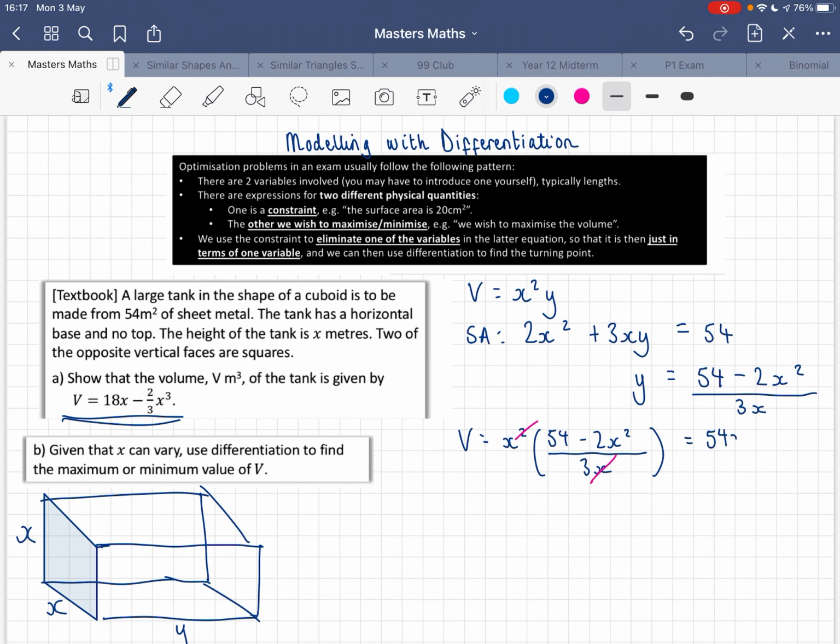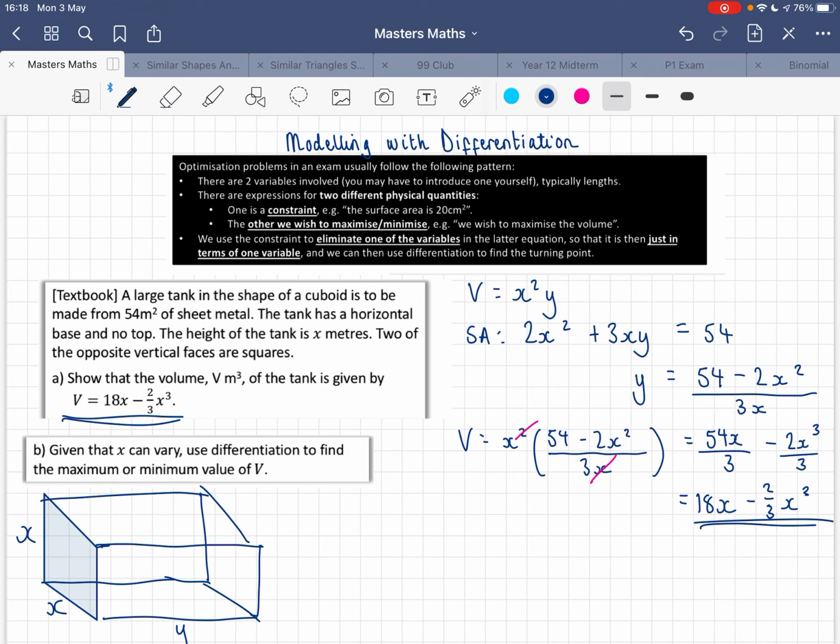And then when I expand the bracket, I get 54x over 3 minus 2x cubed over 3. And now it's starting to look like the formula for the volume they've given us. Obviously, I've separated that out into two fractions. Whether you do that in this step or the next step is up to you. But basically, the 54 divides by 3 to make 18x, and then that's the 2/3 x cubed. And it looks like the formula that we've been given.